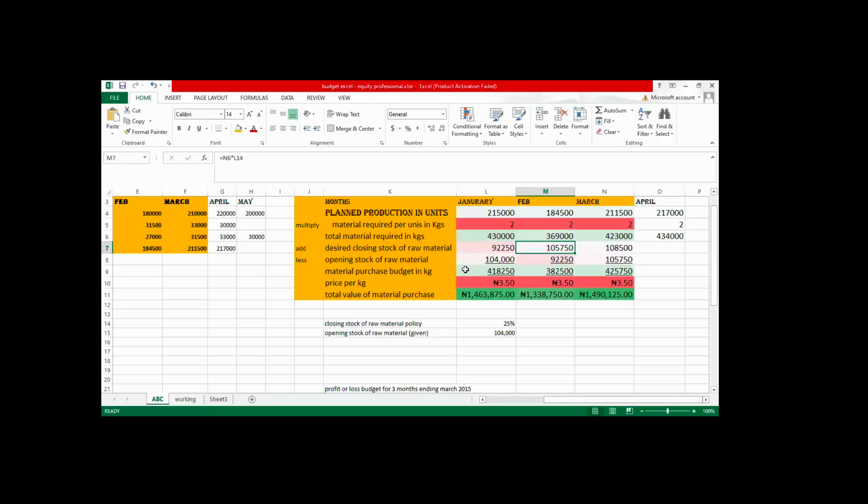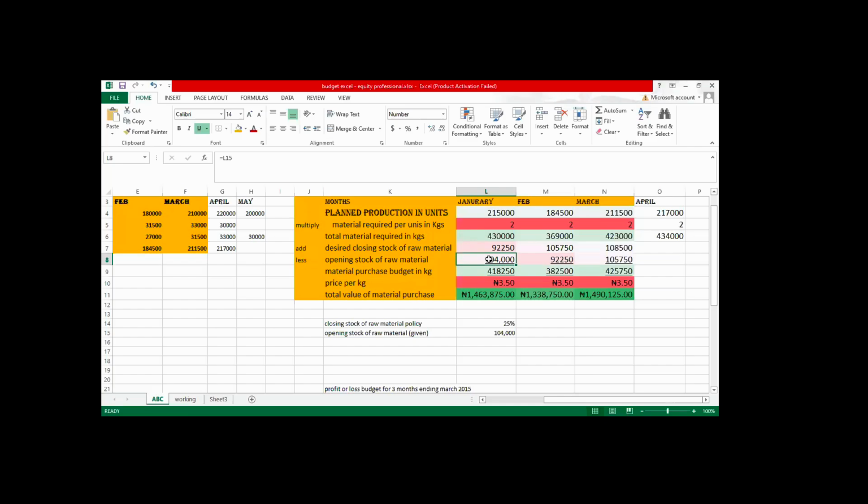You can now get your material purchase budget in kg. Total material usage or required plus closing stock of raw material minus opening stock of raw material. That will give you your material purchase budget in kg. Is that clear, sir? Yes, sir.